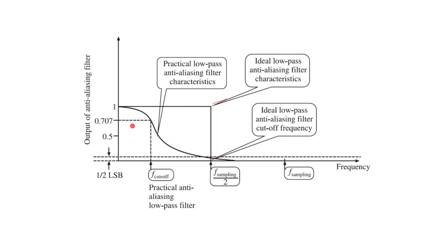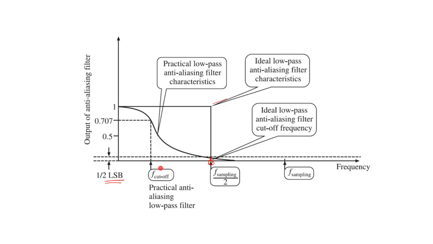You can see here, the cutoff frequency should be chosen in such a way that when the rolling off period is passing through the f sampling by 2 point, at that point the magnitude output of the anti-aliasing filter should be less than half of LSB, right? So when the rolling off period is crossing the frequency f sampling by 2, the magnitude should be less than half of LSB.